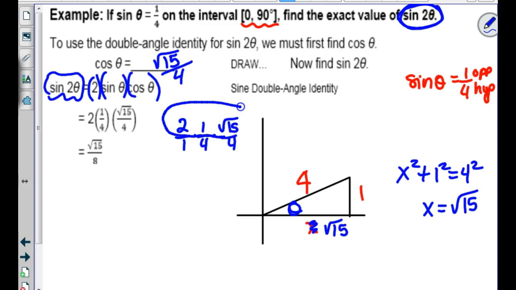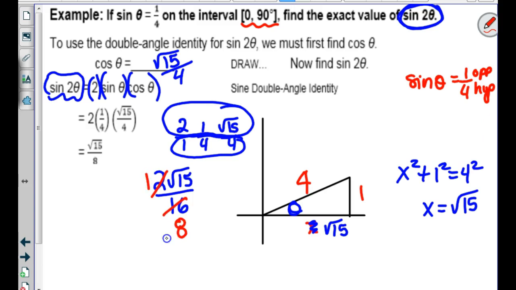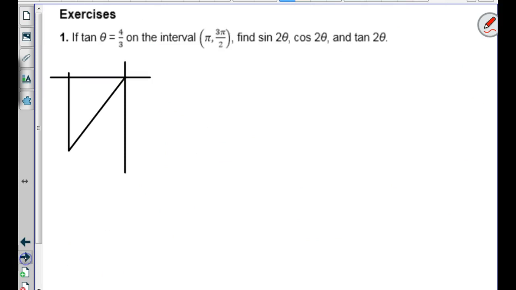Then I have 2 over 1 times 1 over 4 times square root of 15 over 4. On the top, I get 2 square roots of 15. On the bottom, I get 16. And then what happens? 2 16ths reduce to 1/8. So we get square root of 15 over 8 as our reduced answer. That would be the sine of an angle twice as big as this one. Everybody good?